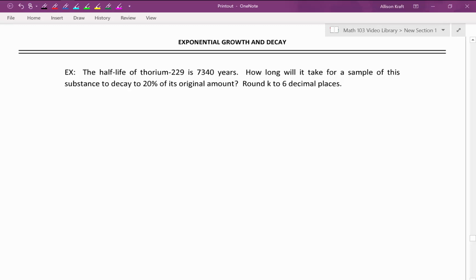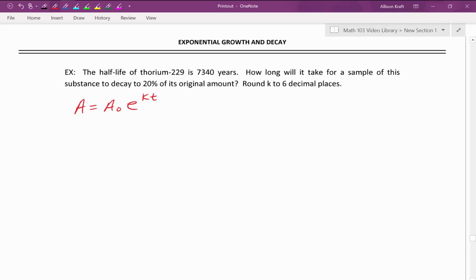Well, the first thing I want to mention is this 229. That doesn't do anything for us. That's just an isotope number that tells us what kind of thorium we're dealing with. So that's not going to be a number that's involved in our equation. We use the same decay model. It's the same as the growth model. We'll be using the equation A equals A sub 0 times e to the kt power.